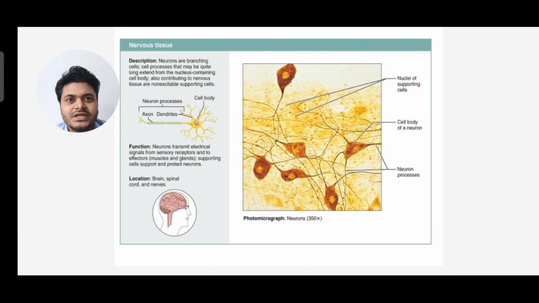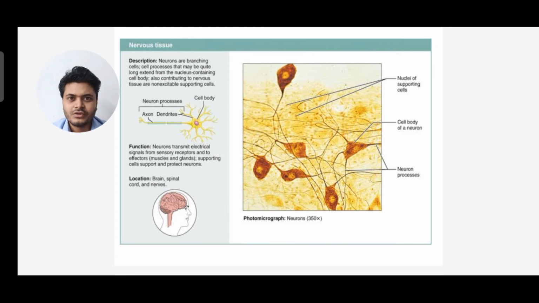Now let me give you a little bit of description of nervous tissue. Neurons are branching cells, and these cells possess processes that may be quite long, extending from the nucleus-containing cell body. Also contributing to the nervous tissue are non-excitable supporting cells. Neuron processes are of two types: the cell body and axons. Also we can consider that the neuron can be divided into cell body, dendrites and axon.